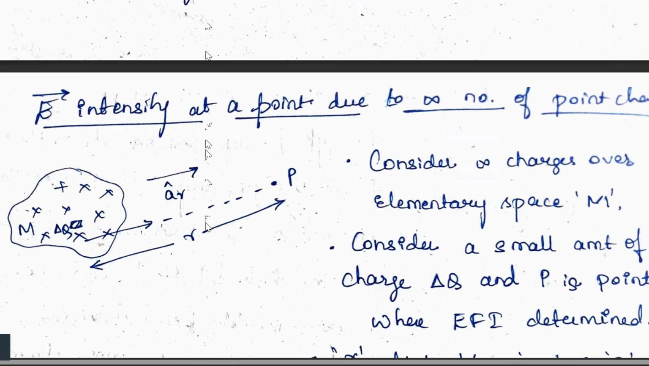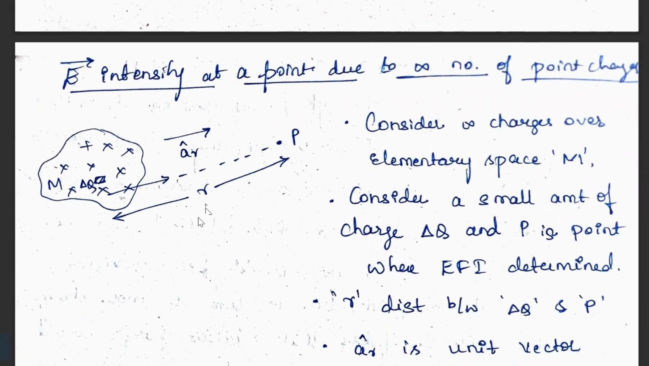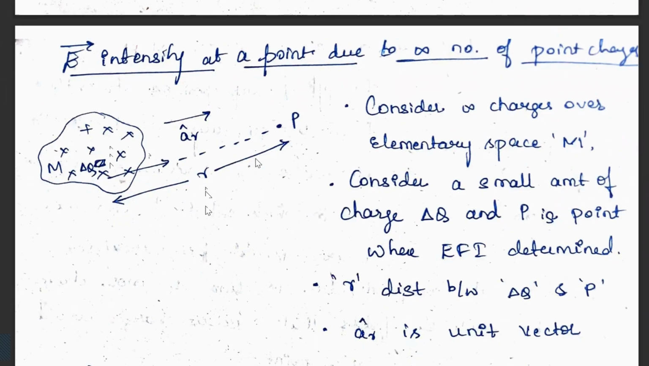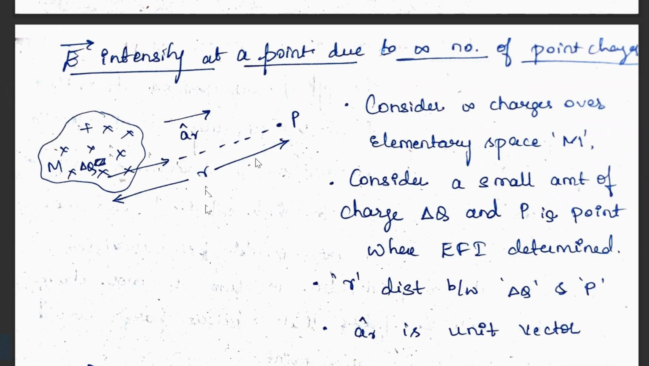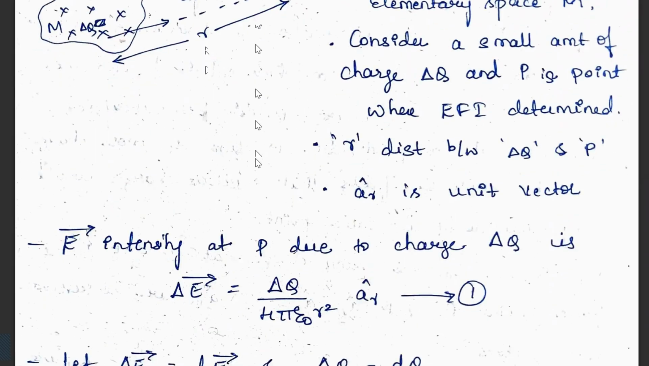Next comes the electric field intensity at a point due to a continuous charge distribution. Here we have a number of point charges and you have to find the field at a point. So consider there are infinite charges over the elementary space. Consider a small amount of charge, that is delta Q, at a point where we have to determine the electric field intensity. Let R be the distance between the point P and the delta Q, and AR cap be the unit vector.